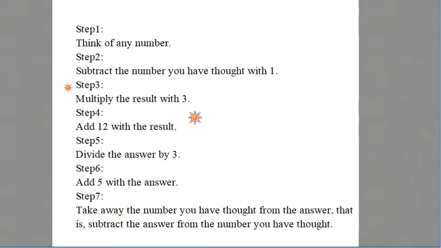Okay, next step. Multiply the result by 3. Whatever your number was, after you subtracted 1, multiply the result by 3. Step 4, add 12 to the result. Step 5, divide the answer by 3.